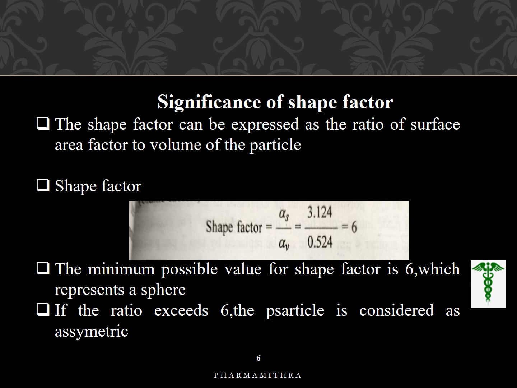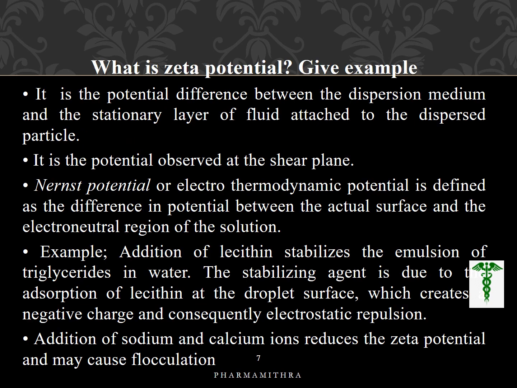Sometimes this value will be greater than 6, or exceed 6. At that time the particle is considered asymmetric. Next we are going to discuss another term, zeta potential as well as Nernst potential.